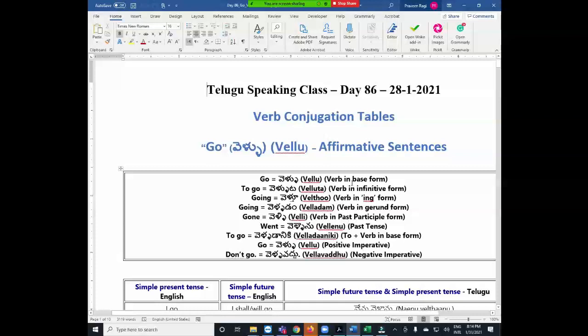In the last session, we discussed the verb conjugation table with the verb go, that is velu. Today, I am going to give some tips on how to make your own verb conjugation tables using the previously published Excel file. I already explained it, so I will give you some tips.